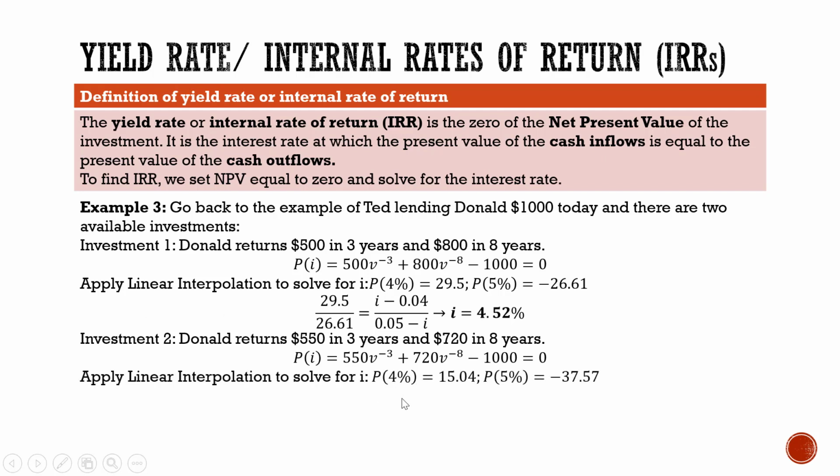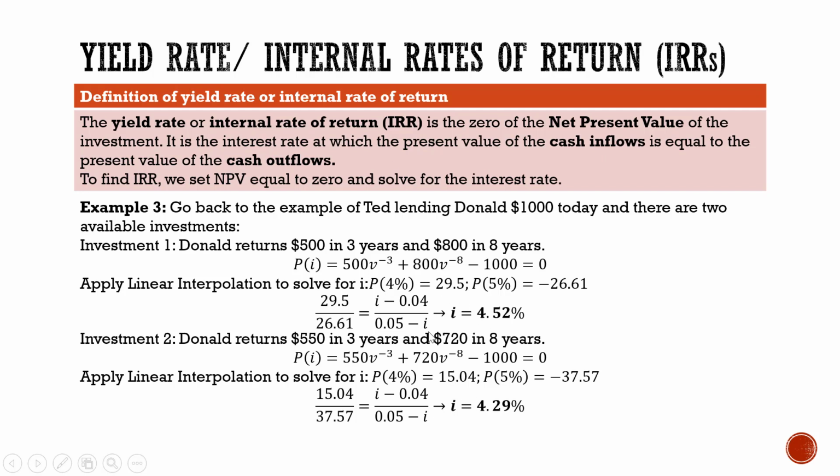So we notice P of 4% is 15.04, which is positive, and P of 5% is negative 37.57, which is negative. So there should be a solution between 4% and 5%. So by linear interpolation, we have 15.04 over 37.57 is equal to I minus 0.04 over 0.05 minus I. And the interest rate here, the yield rate here, is 4.29%. So the I that makes P of I equal to 0 is called the yield rate, or IRR, internal rate of return.